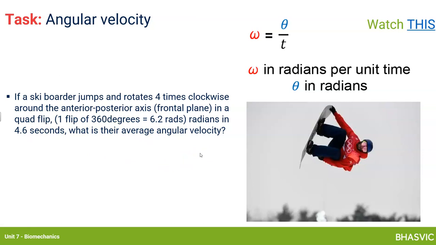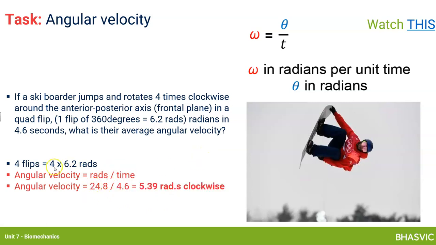Velocity is distance over time, isn't it? Sorry, velocity is displacement over time, I should say. This is how we calculate it. 4 times 6.2 over the time taken. So 4 times 6.2 is 24.8 over 4.6 gives us an angular velocity of 5.39 rads per second clockwise, because it's a vector. Take a moment, digest that. It's actually not as complicated. You know, the language is a bit annoying, but it's quite accessible.